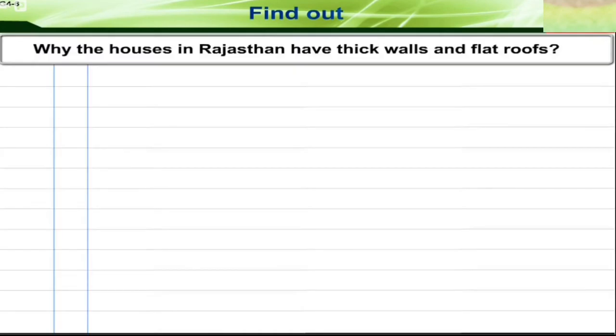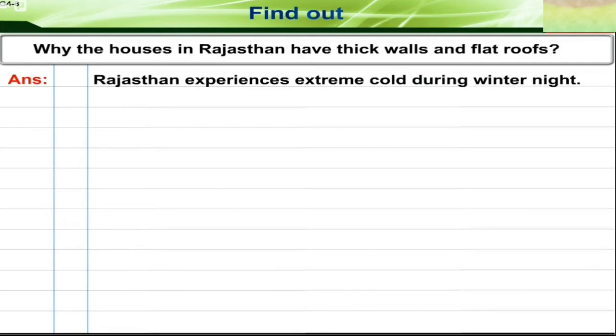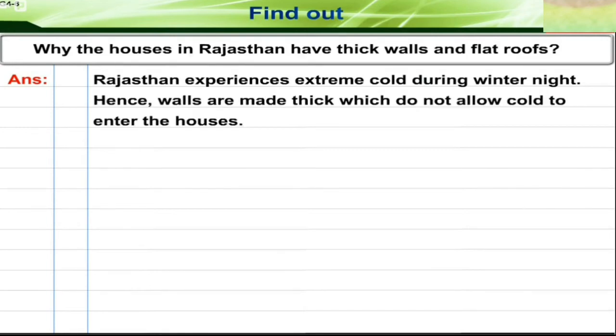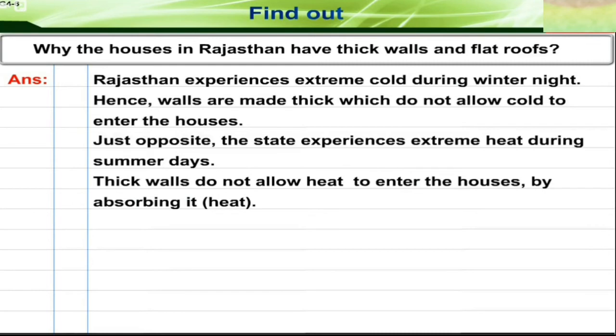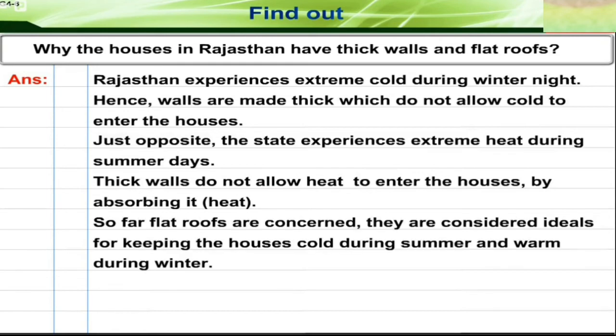Find out why the houses in Rajasthan have thick walls and flat roofs. Answer: Rajasthan experiences extreme cold during winter nights. Hence, walls are made thick, which do not allow cold to enter the houses. Just opposite, the state experiences extreme heat during summer days. Thick walls do not allow heat to enter the houses by absorbing it. As far as flat roofs are concerned, they are considered ideal for keeping the houses cold during summer and warm during winter.